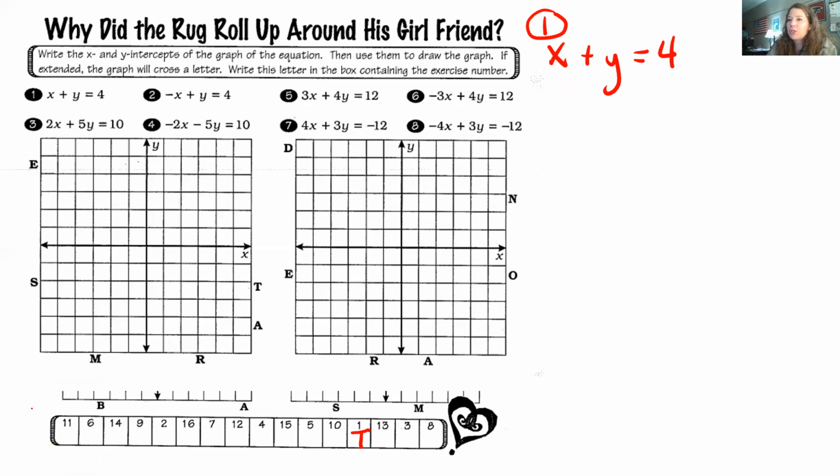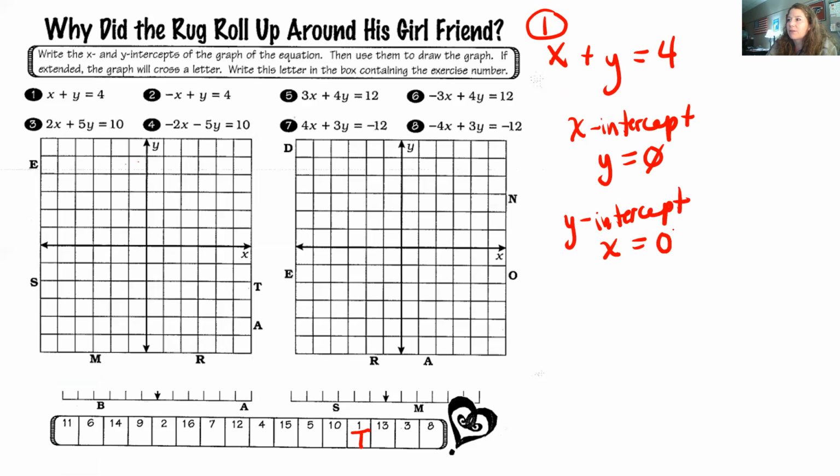So when you are going to use your X and Y intercepts, when you use your X intercept, you're going to make Y equal to 0. And the opposite is true. If you're going to find your Y-intercept, that's when you make X equal to 0, right?